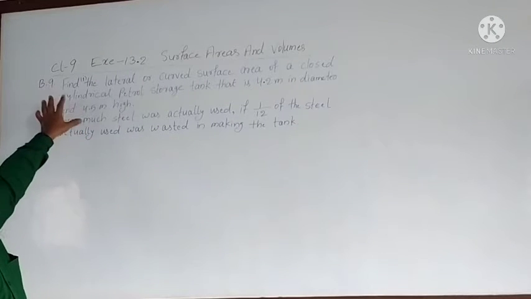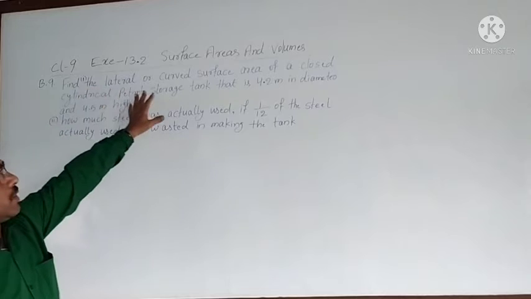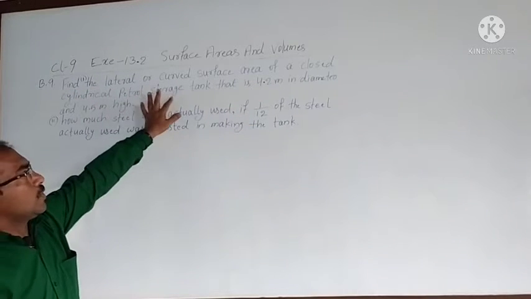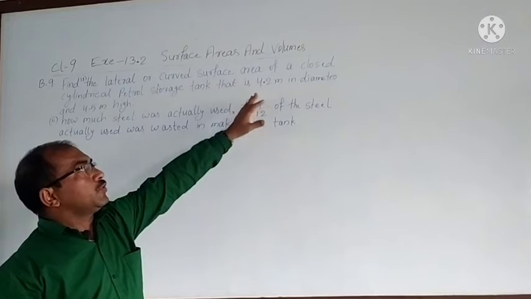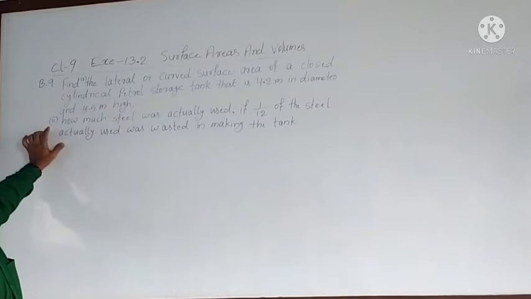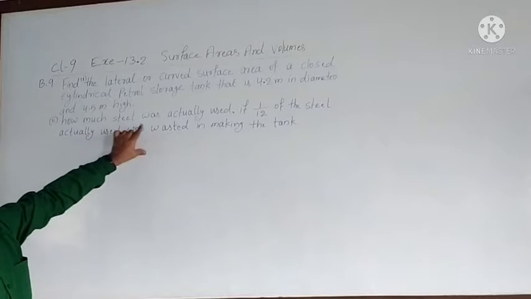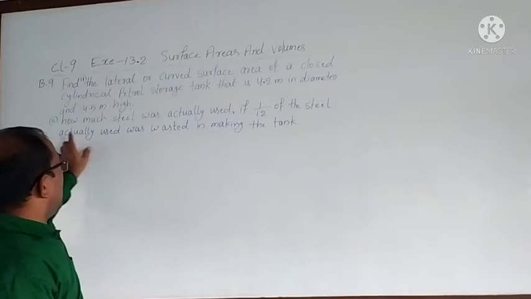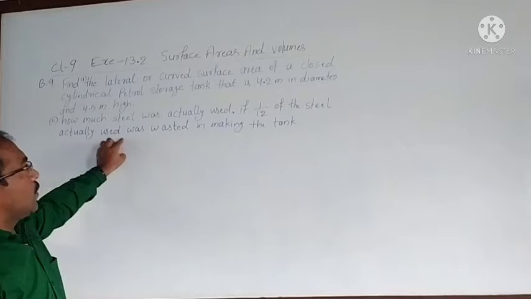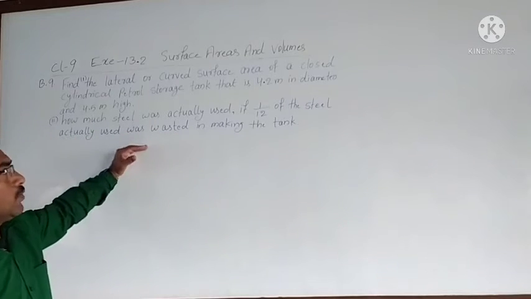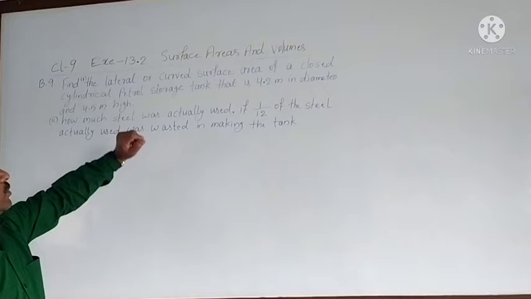Let us start. Question number 9 is: find the lateral or curved surface area of a closed cylindrical petrol storage tank that is 4.2 meter in diameter and 4.5 meter high. Then the second part: we have to find how much steel was actually used if 1/12 of the steel actually used was wasted in making the tank. We will talk about the second one later. First, let's start the solution.